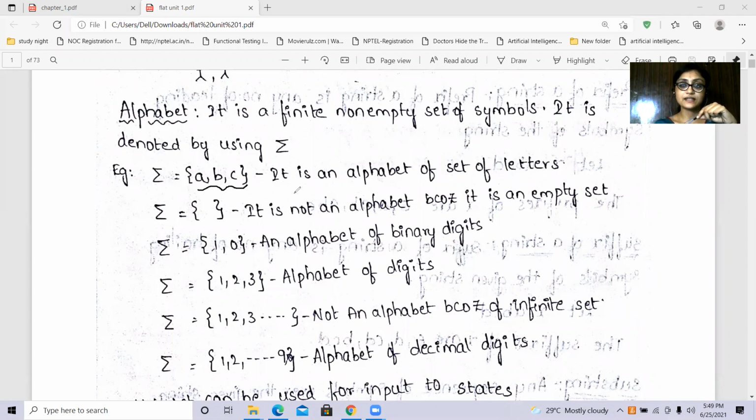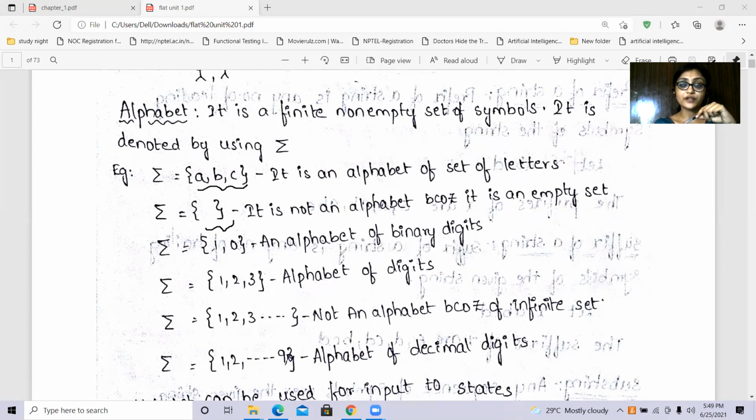Here we can say that it is an alphabet of a set of letters. And then sigma equal to the empty set, is this also considered as an alphabet? No, it should not be considered as an alphabet because it is an empty set. It is not an alphabet because it is an empty set.